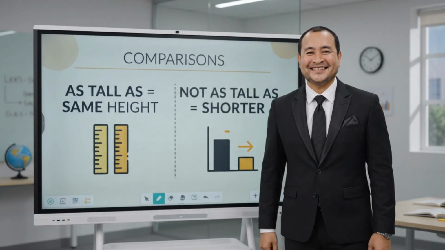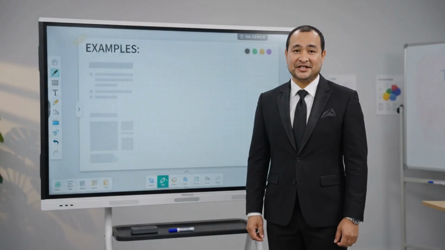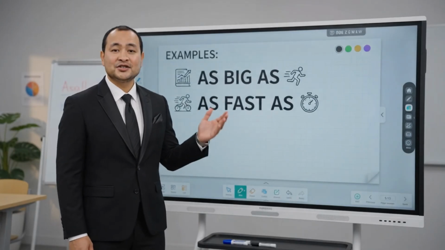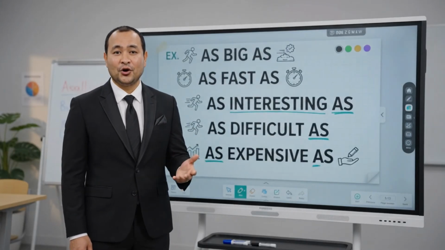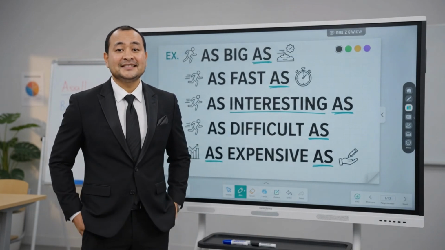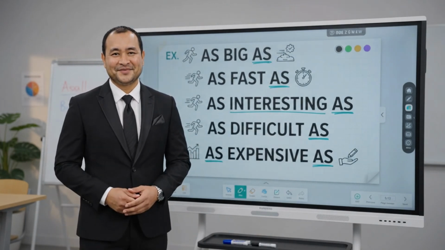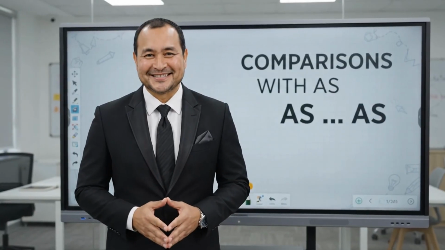Got it? Great! We can use many adjectives with this structure. Big, small, fast, slow, interesting, difficult, and expensive. Today we will learn about comparisons.